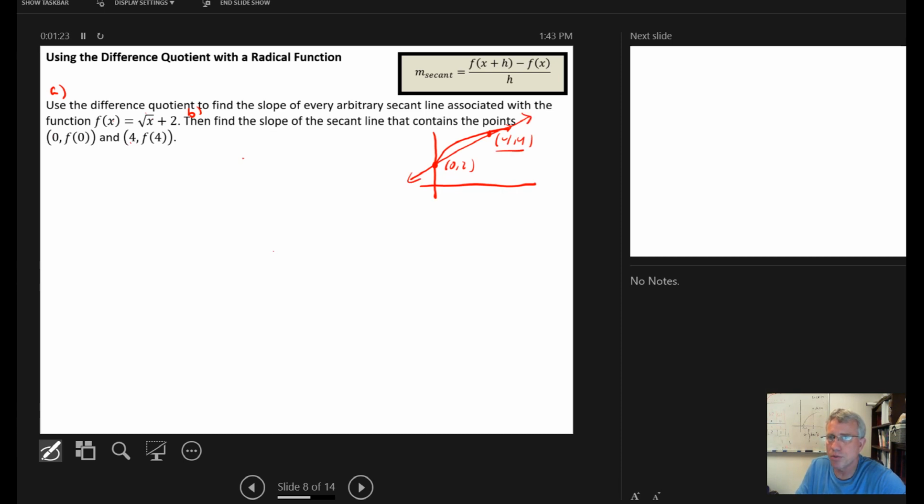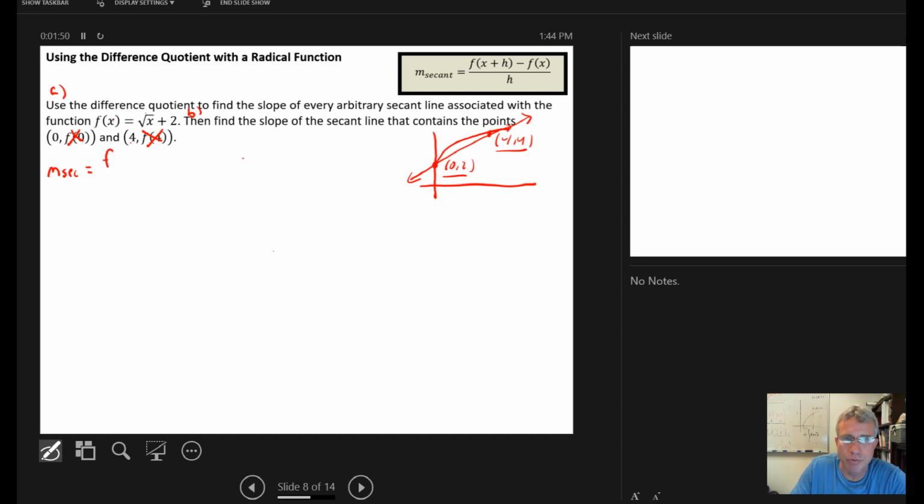And of course, we could use these ordered pairs to find that slope, but the idea behind the difference quotient is it's going to give us a way to find slopes of tangent lines, and we don't need to know the function value at the input variables to use the difference quotient. So we'll start off with part A, using the difference quotient to find the slope of all possible secant lines.